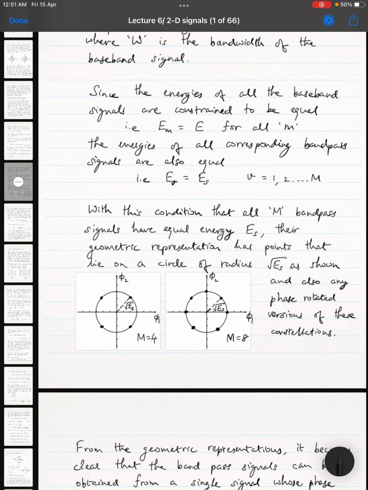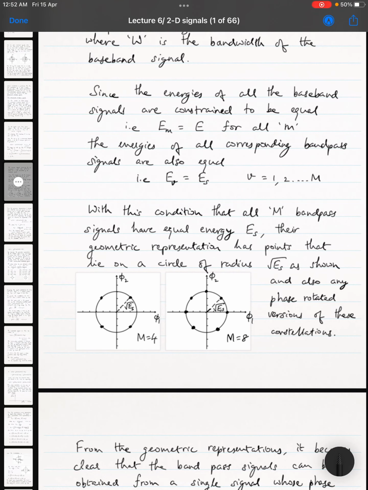So once we have all the bandpass signals with a certain energy Es, we can now represent them in their geometric representation using the basis functions in two dimensions, that is with two basis functions. So we can have a set of 4 bandpass signals where you can have the constellation points either on the basis functions or at 45 degrees. So I've shown the example here for 45 degrees, but the norm over here is now root Es rather than root E, okay, not the baseband energy, but the square root of Es, which is the energy of the bandpass signals, which is basically going to be 50% of the energy of the baseband signals.